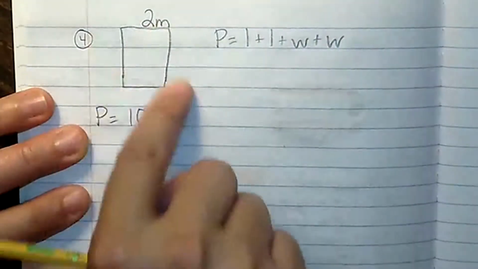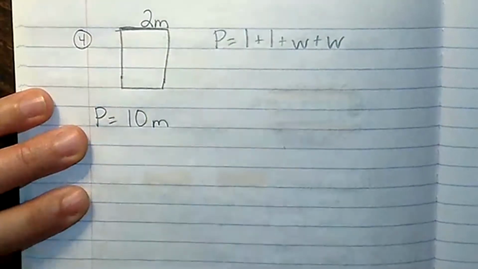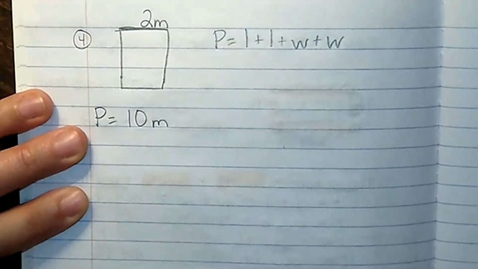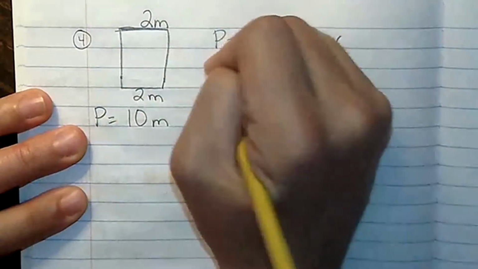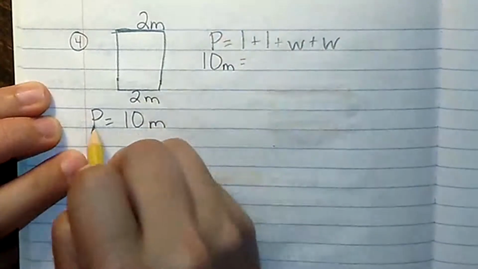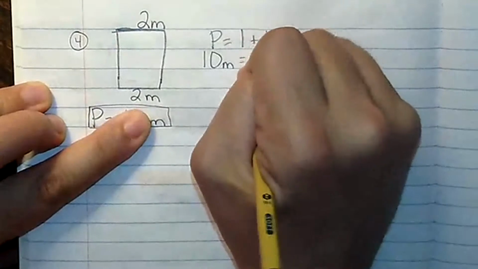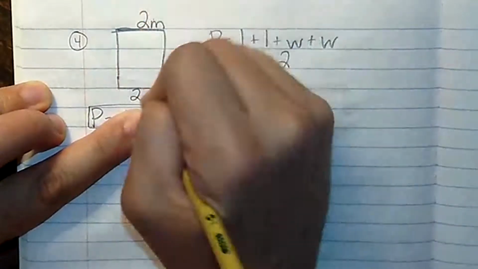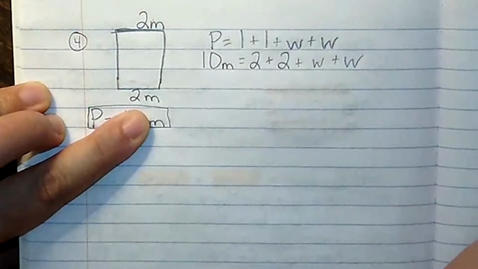Look up at my shape real quick. Is there any other side we know? If I know that the top is 2, what other side do I know for sure? That the bottom is 2. All right. Do we know what the perimeter is this time? Do I know what the P is? Yeah, it's 10. So 10 meters equals, because I got that from right here, perimeter is 10 meters. This equals 2 plus 2 plus something, but we don't know what those are yet.